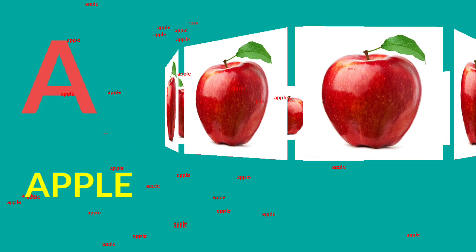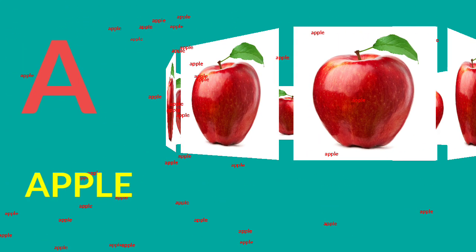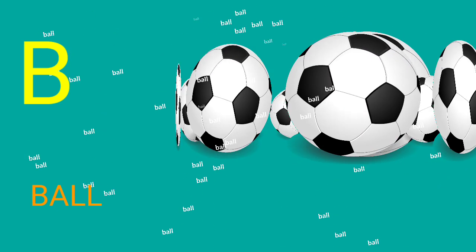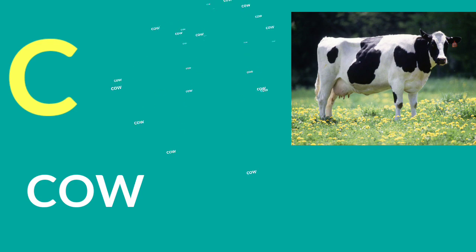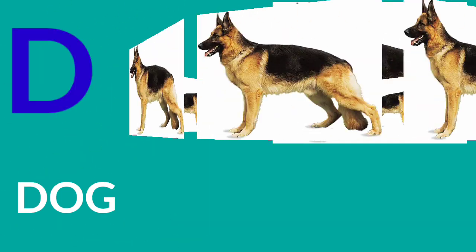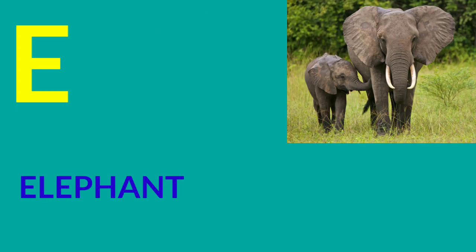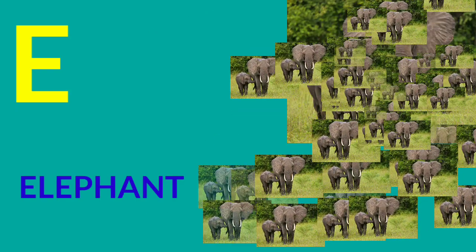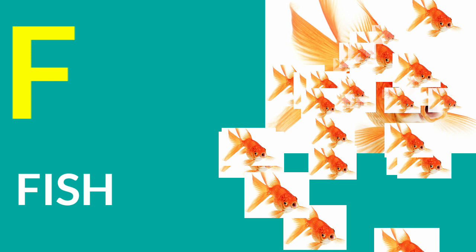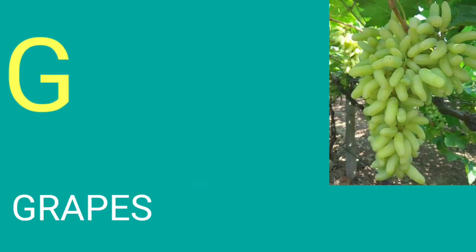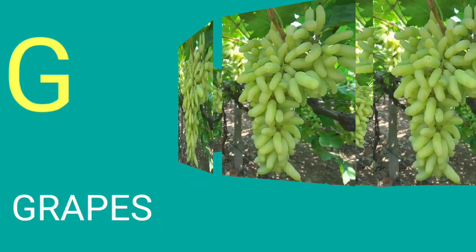A for apple. B for ball. C for cow. D for dog. E for elephant. F for fish. G for grapes.